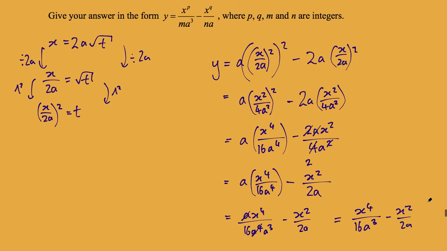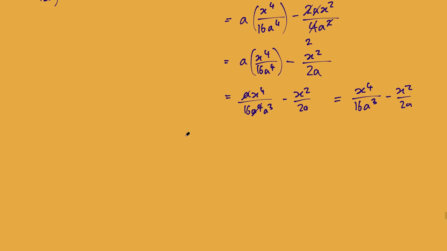And that fits the question. X to some power, 4. Some number, 16, a cubed, which I've got, minus the second bit. So, making sure I give my answer in the correct form, y equals x to the power of 4 over 16a cubed minus x squared over 2a. And I've shown that question.